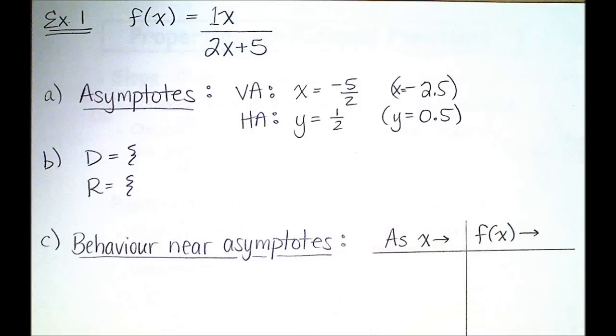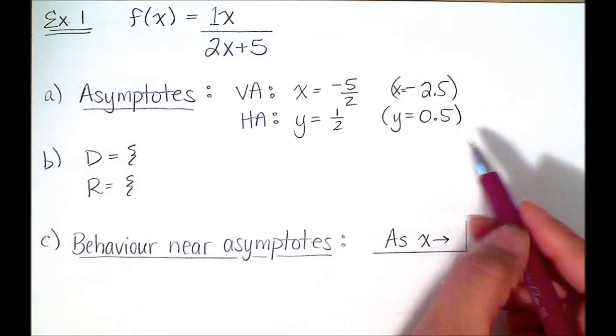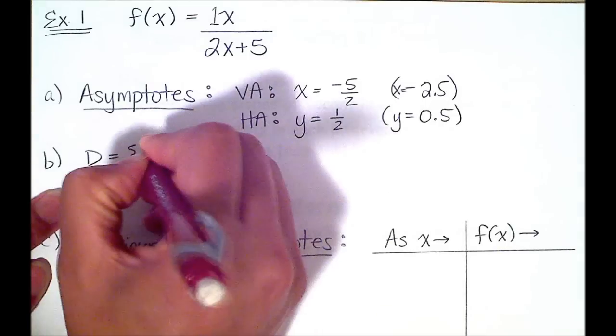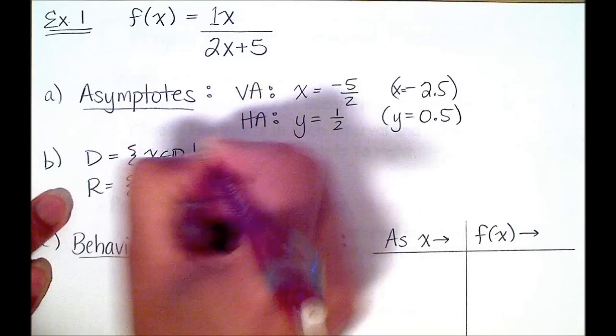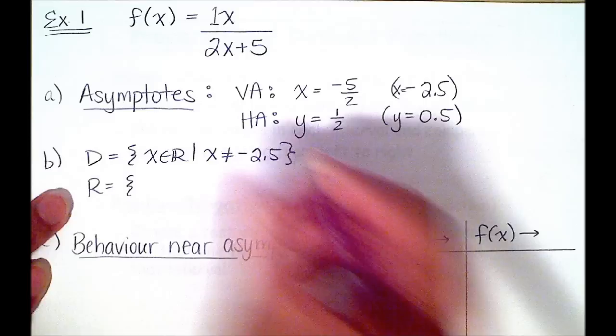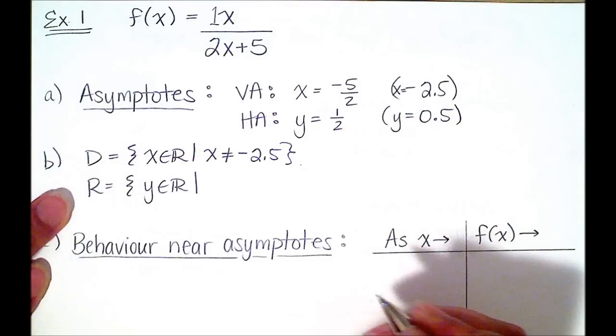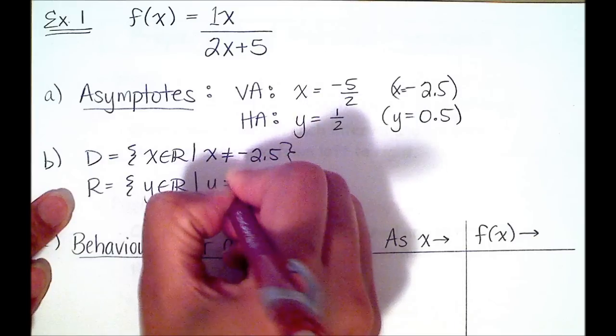And then the domain and range is based on any restrictions on the value of x and the value of y. So in terms of domain, x is an element of all real numbers such that x cannot equal negative 2.5, or negative 5 over 2. And for the range, y is an element of all real numbers such that y cannot equal a half, or 0.5.